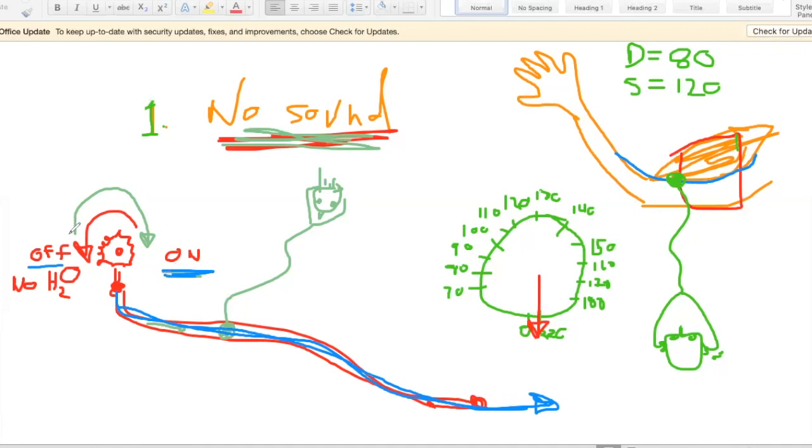Because if it's all the way off, no water can go through the hose. And if it's all the way on, then water is going through the hose continuously. So either I'm not going to hear any noise at all, or I'm only going to hear white noise, which for all intents and purposes is almost no noise at all.